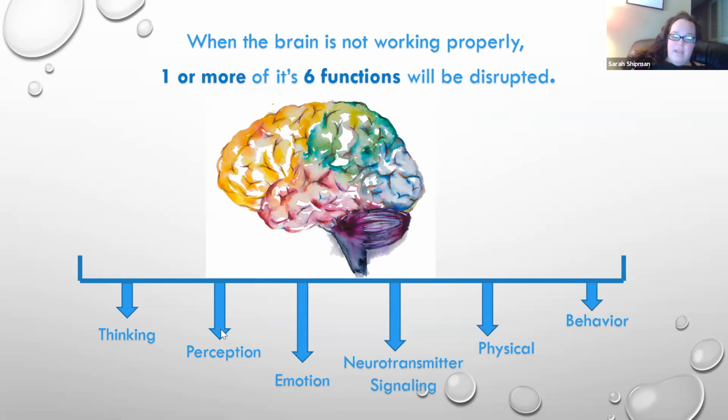Blended sort of with thinking is perception. So perception could look like paranoia. It could look like nobody likes me. It could look like she only said that because she's out to get me. It could look like my perception is my boss wants to fire me. So it's really your perception of what's happening in the world and how you're interacting. So thinking and perception go together, right?